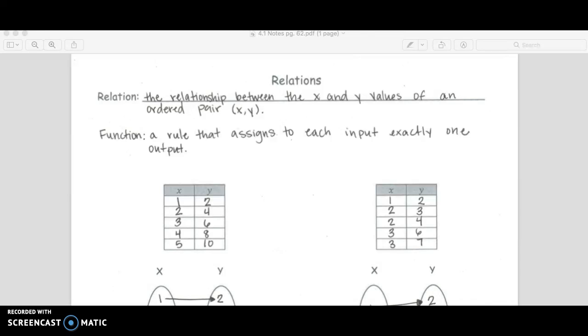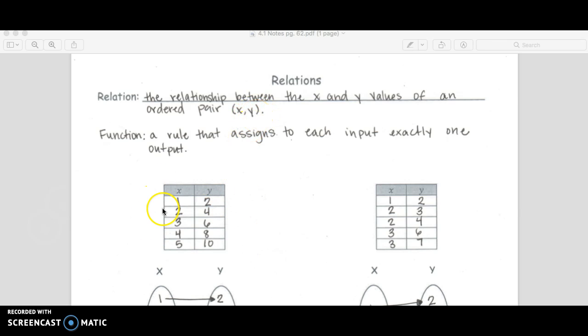The notes for section 4.1, it's page 62. We start off with functions by talking about relations. Now, a relation is the relationship between the x and the y values of any ordered pair. So up to this point, we've seen it as just x and y.